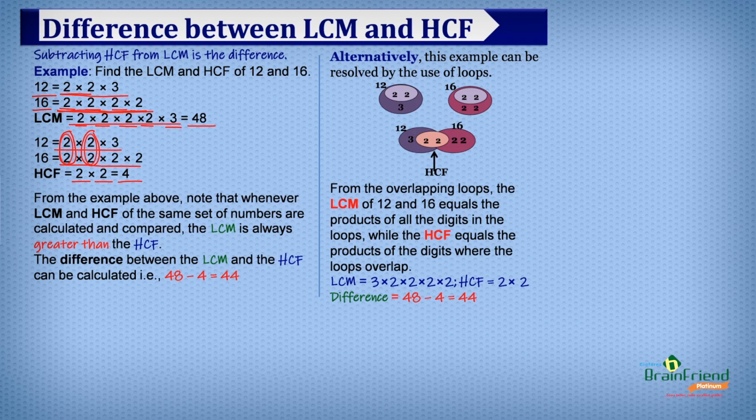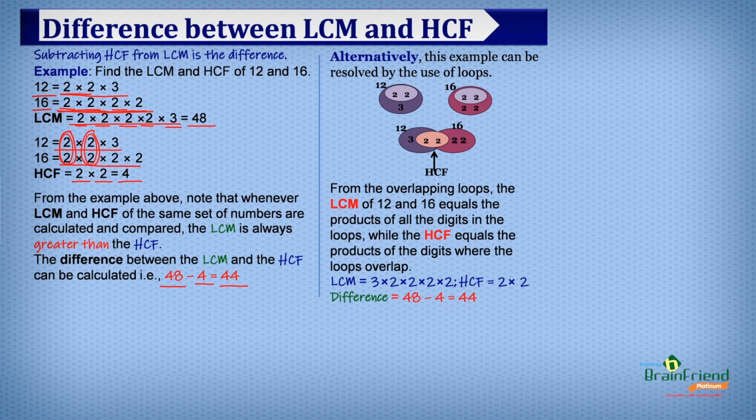But at this point, it is important to note that whenever you have a problem like this, finding the difference between HCF and LCM, the LCM will always be bigger than the HCF. Very important. Now, our HCF, as we found here, is 4, and our LCM is 48. When we take the difference, that is, when we subtract 4 from 48, it gives us 44. So the difference between the HCF and the LCM of 12 and 16 is 44.